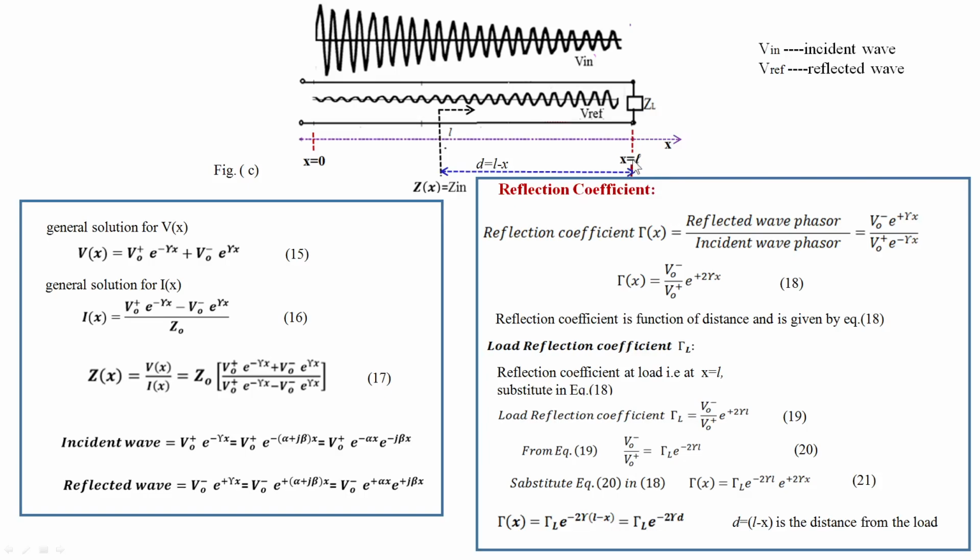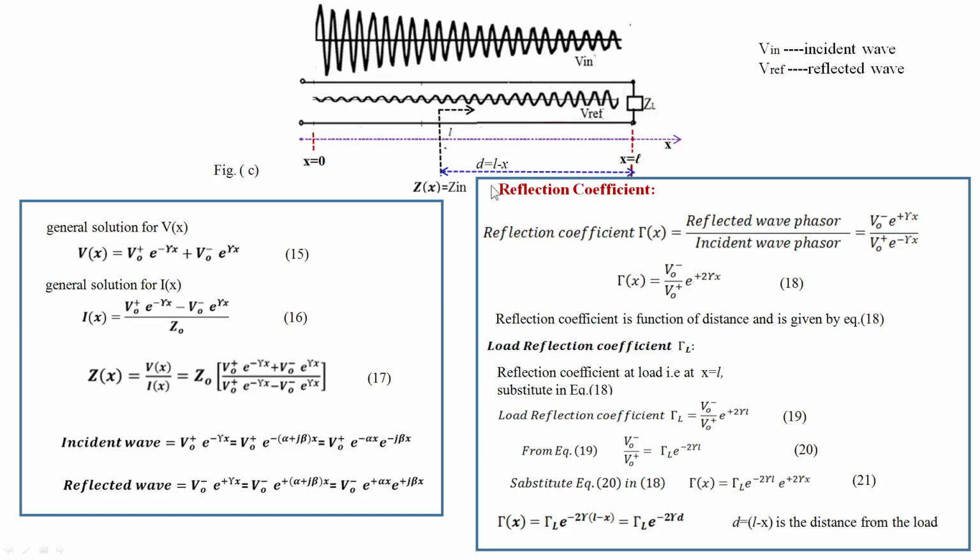See, the total length is L. For example, if you want to measure the reflection coefficient here, at x equal to some value from here to here, then from the load point it is at a distance of D, that is L minus x. At what distance is this position from the load point? This is the load point. I want to find the reflection coefficient here. This point is at what distance from the load? That is L minus x distance, D from the load.